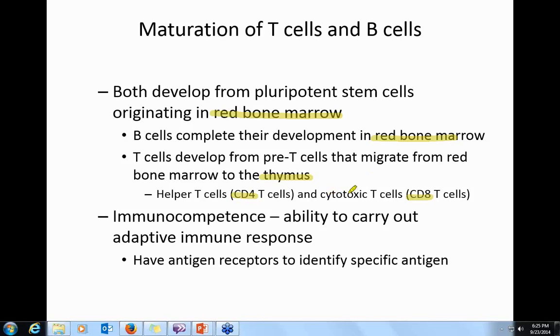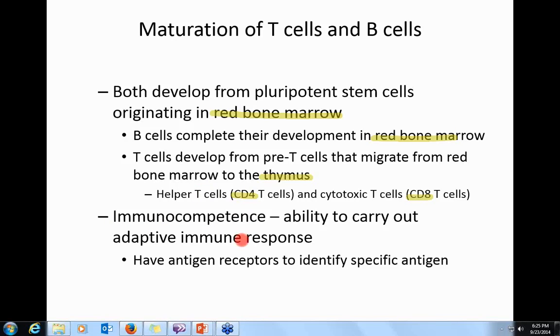And cytotoxic, that's kind of a cool word here. Cyto meaning cell, toxic meaning, of course, killer. So these are the cells that are actually going to destroy the pathogen, if you will. The T helper cells are going to stimulate not only the cytotoxic T cells, but the B cells. So they're going to help improve the overall immune function. Immunocompetence, that's referring to the ability to carry out an immune response.